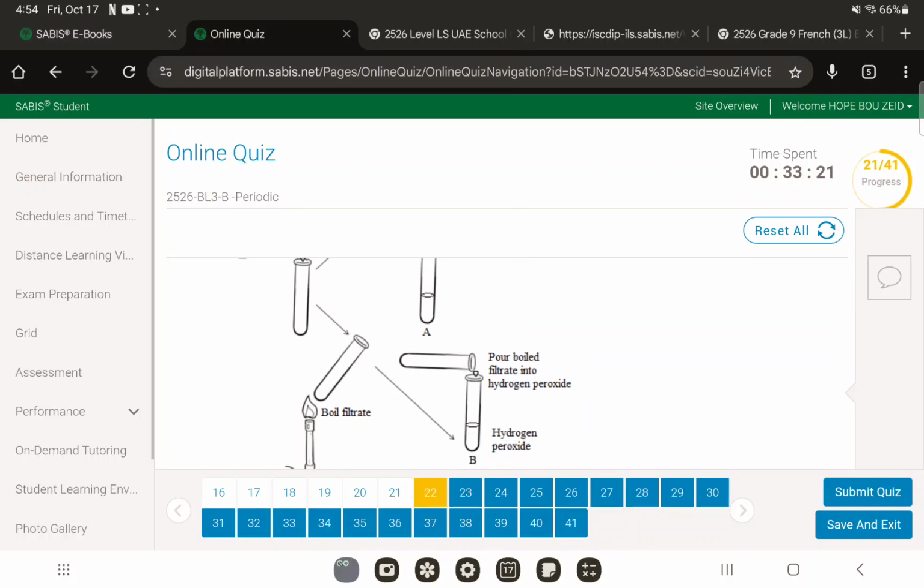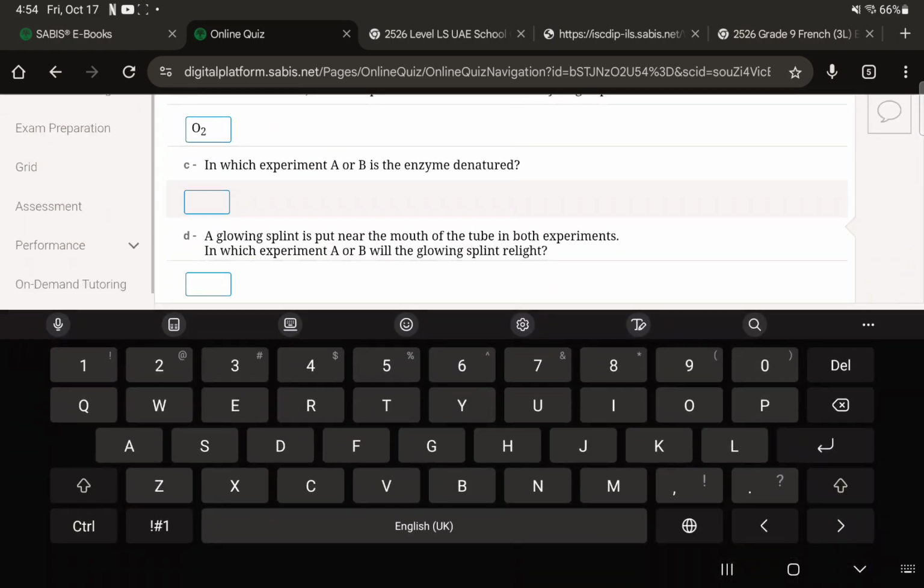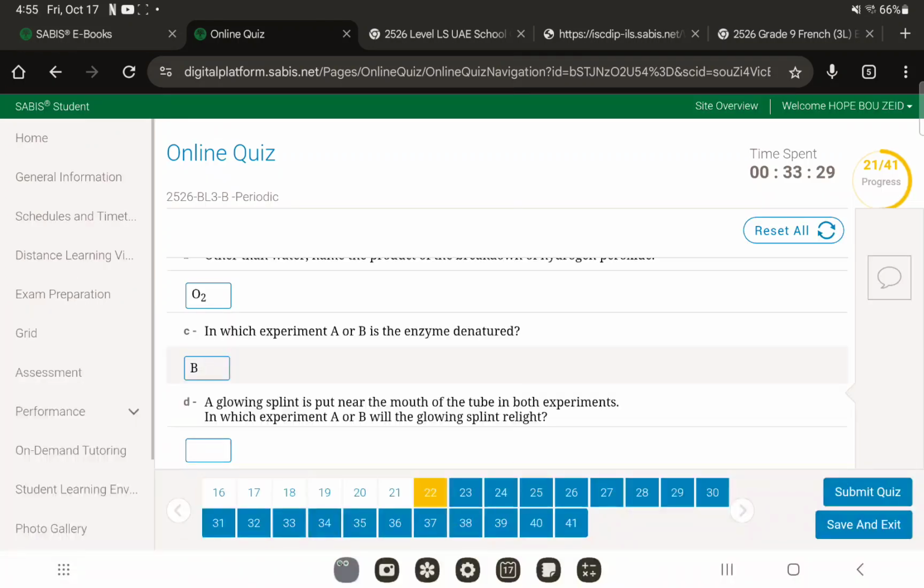In B, because B gets boiled, which causes it to become denatured because it's raised to a very high temperature. A glowing splint is put near the mouth of the test tube in both experiments. In which experiment, A or B, will the glowing splint relight?